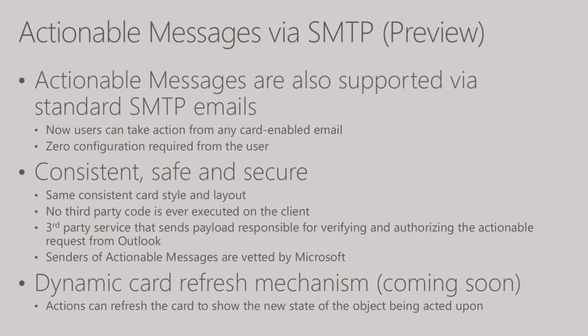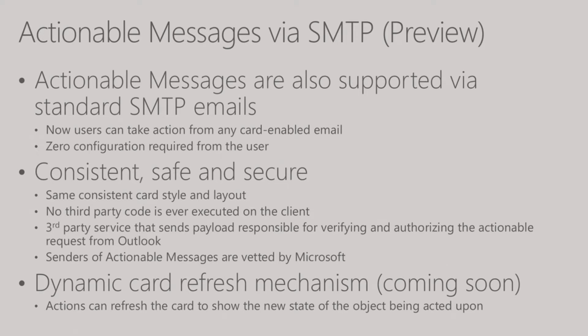So up till now, you have seen the power of actions in connectors for groups and connectors for inbox. If you remember earlier, I had mentioned that we are enabling actions through 2 channels. One of them is connectors. And then the second one, which is also incredibly exciting, is that now you can take actions on standard SMTP mails.